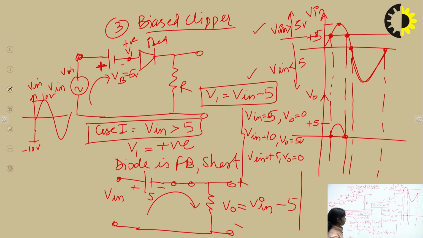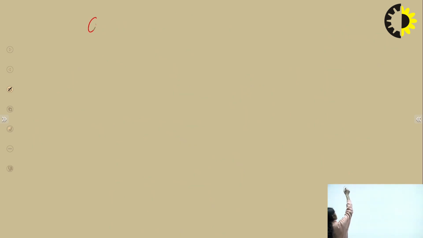So now next we are going to plot the remaining case, that is this portion of the signal. In this, V in is lesser than 5. In this, some portion of positive is coming here and some portion of negative is coming here. So in this portion V in is lesser than 5. So now next we are going to plot for case 2. For case 2, V in is lesser than 5.